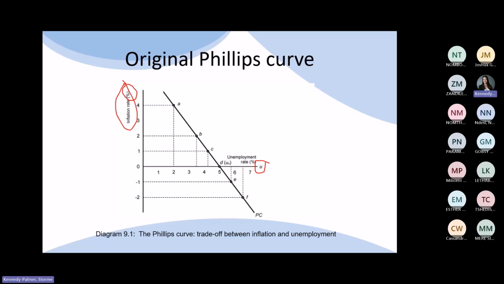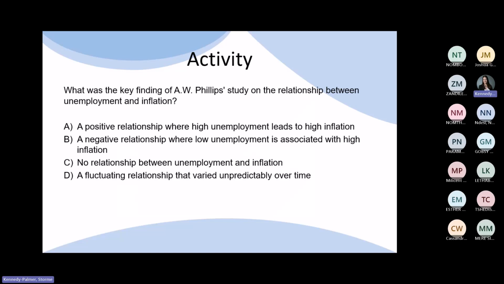So let me show you. Let's first do this activity. What was the key finding of A.W. Phillips's study on the relationship between unemployment and inflation? A, a positive relationship where high unemployment leads to high inflation. B, a negative relationship where low unemployment is associated with high inflation. C, no relationship between unemployment and inflation. D, a fluctuating relationship that varied unpredictably over time.